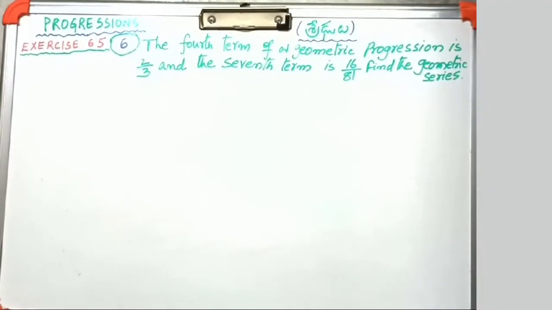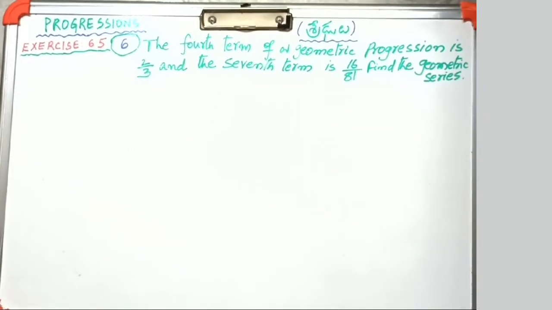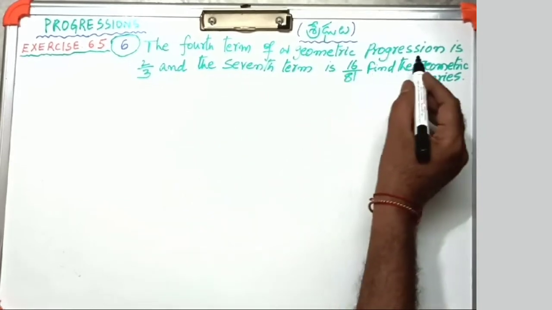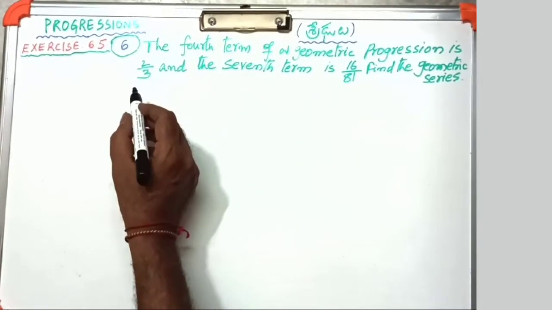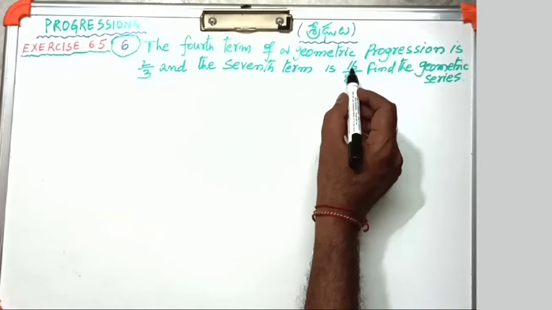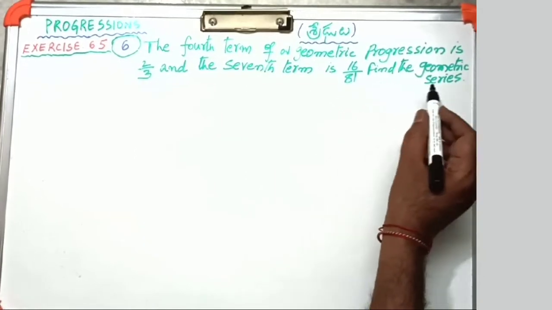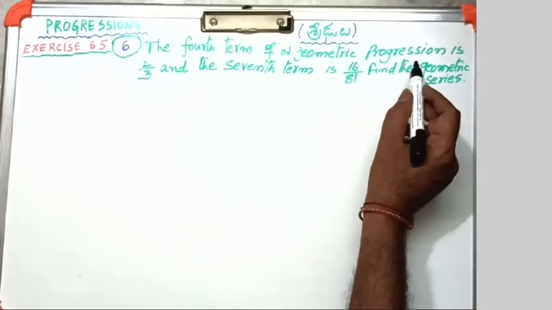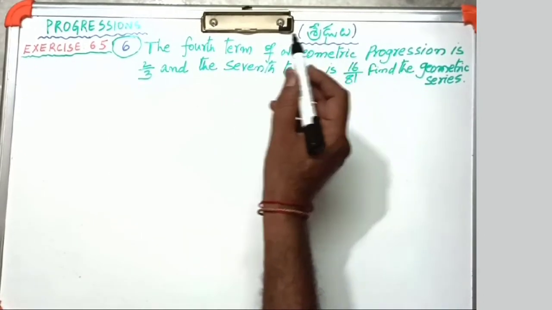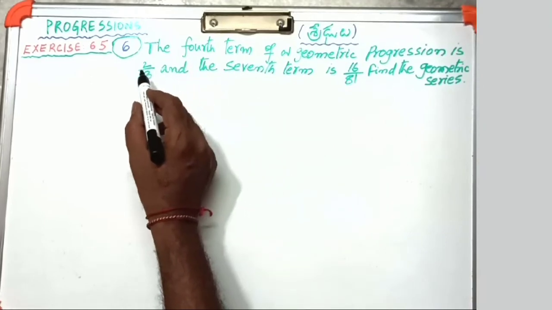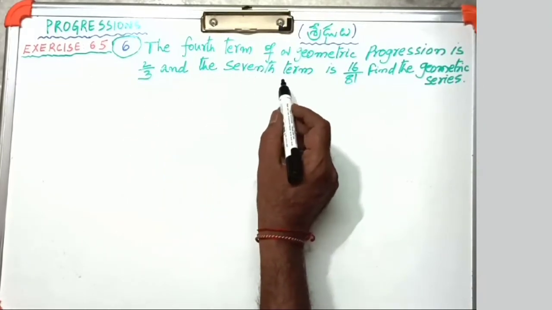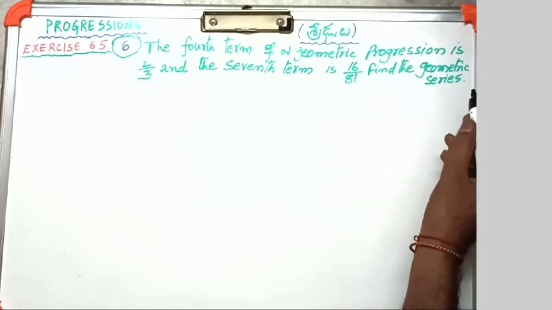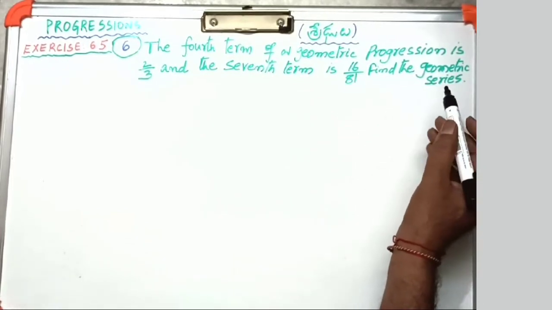Okay, dear students, now I am going to explain the sixth problem in exercise 6.5. The fourth term of a geometric progression is 2 by 3 and the seventh term is 16 by 81. Find the geometric series. Fourth term of a geometric progression is 2/3 and seventh term is 16/81. Find the geometric series.